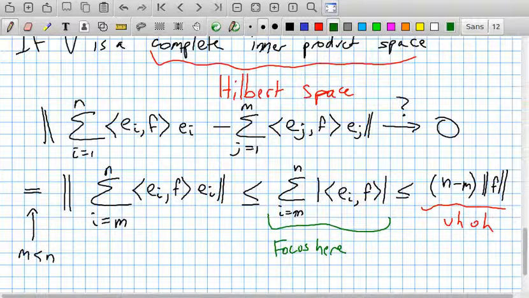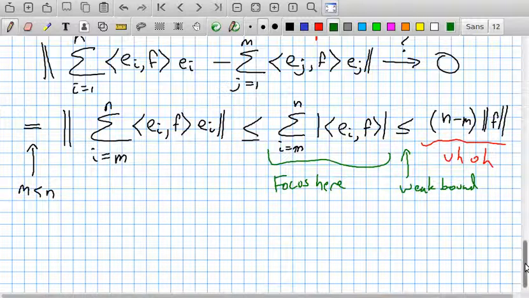But if we focus our attention here, if this sum here converges as n goes to infinity, and this is a pretty weak bound, if that converges, then we're in good shape. So the real focus in the whole Fourier convergence game is studying this term. If this is small enough, then we get convergence.